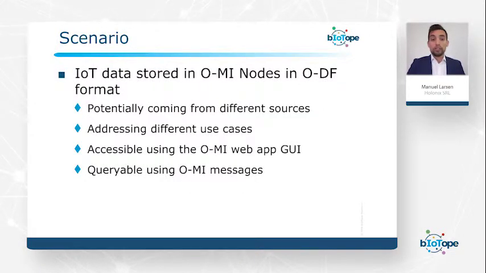In the IoT field, the Open Group has developed the Open Data Format, or O-DF, which is an XML-based standard object notation for IoT data. It is used for data collected from different types of sensors and devices and for addressing different use cases. Such data is stored in servers or nodes, which implement the Open Messaging Interface, or OMI, another IoT standard developed by the Open Group for message exchange. The data is accessible through both a graphical user interface and the OMI query language.